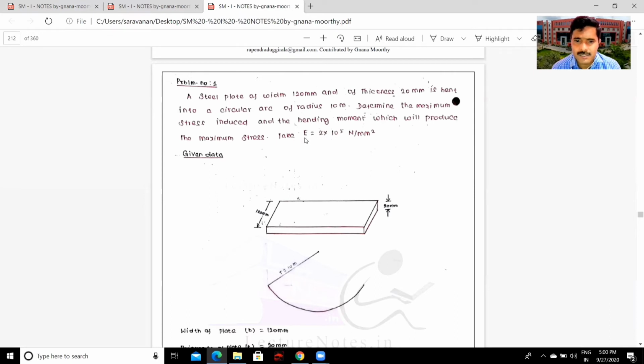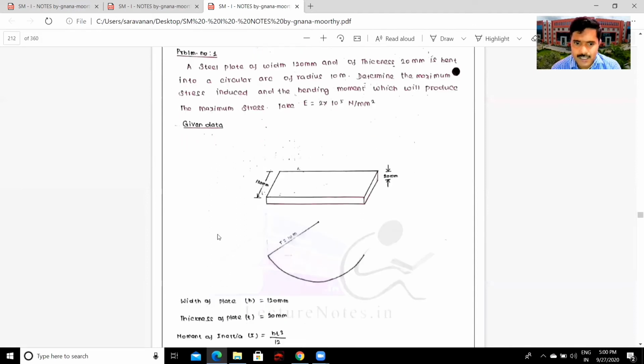Young's modulus is stress by strain, value given: 2 into 10 power 5 Newton per mm². So this is the problem. A steel plate of width 120 mm and thickness 20 mm is bent into a circular arc of radius 10 meter. Determine the maximum bending stress induced and the bending moment which will produce the maximum stress. Take E equal to 2 into 10 power 5 Newton per mm².